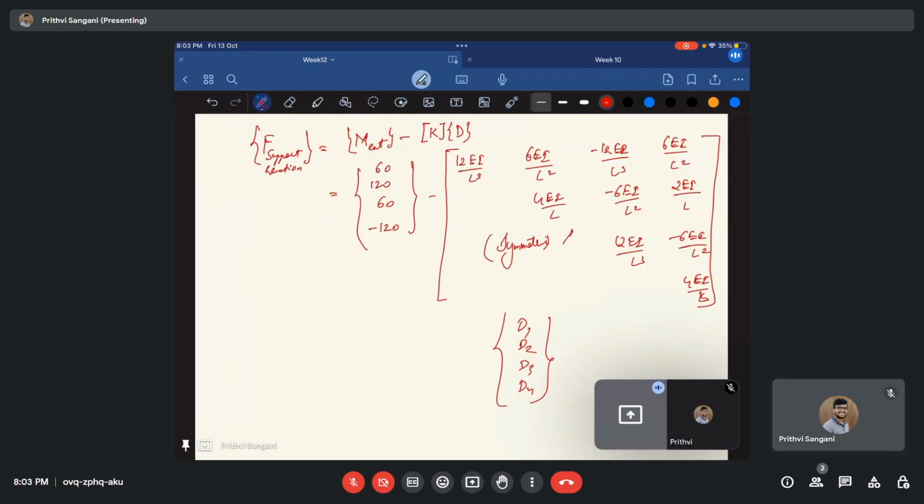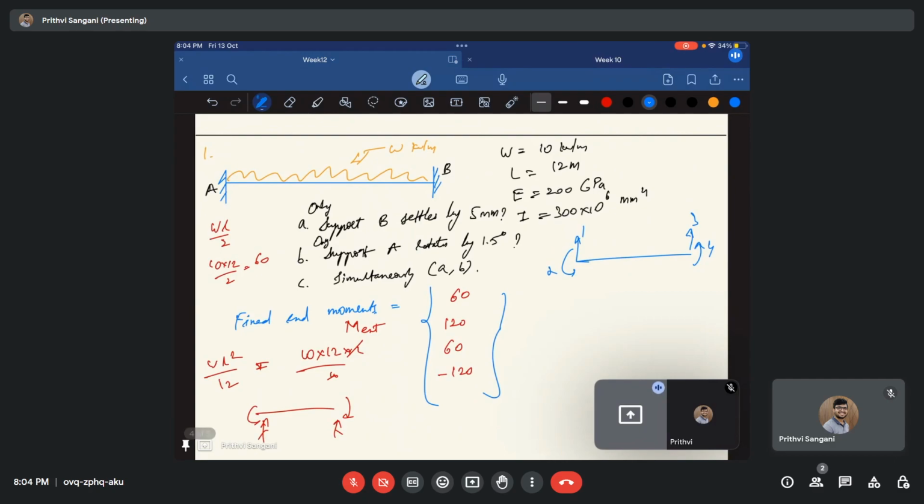Now the question is to find the support reactions. We have already computed the external forces. K is already computed, and the EI, L square and L cube values we know. What about the D matrix? This is again the trickiest part. We need to find out what is happening in the D matrix. Do we have any information regarding the displacement matrix?